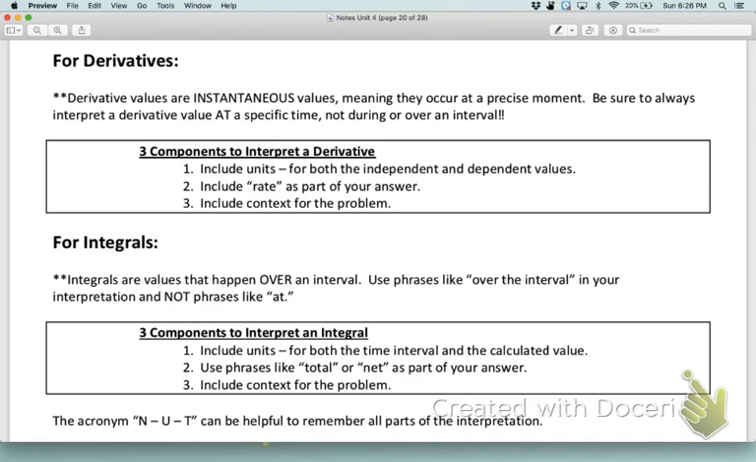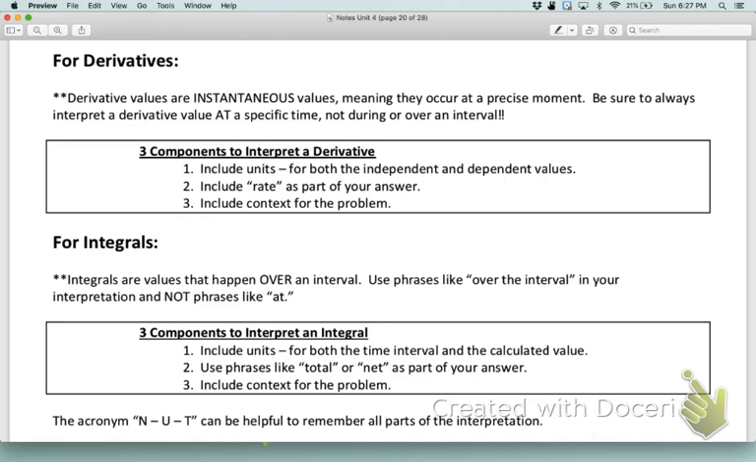So there's three components that you need for the interpretation of a derivative. You need to have units, both for your answer and for the time. So you want to say the answer is blah, blah, blah, whatever the units are, at time blah, blah, blah, whatever the units are there. So your X and your Y need to have units. You want to be sure that you include a rate as part of your answer because that's typically what a derivative represents. And then you need to include context for the problem. So don't just have a generic response to go. You need to tie it into the information that you've got.